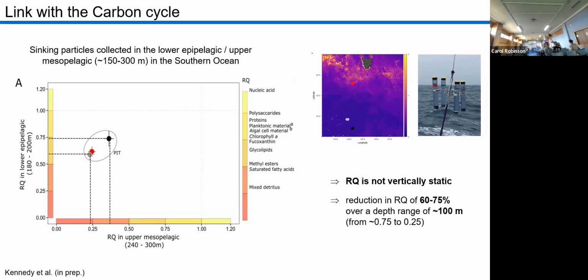And what I want to show is this major reduction in RQ between the lower epipelagic and the upper mesopelagic. We have a reduction of about 60 to 75% over a depth range of only 100 meters. And once again, for most studies, we have to assume a constant RQ spatially, but also over depth in the water column. And this is a major uncertainty of our measurements.